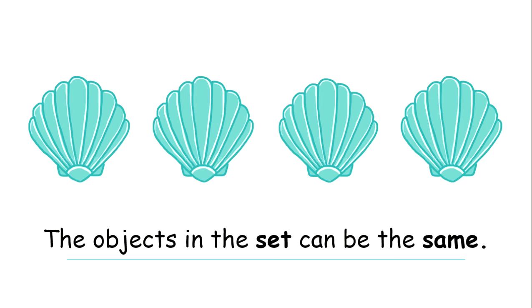The objects in the set can be the same. So here I have some seashells and they're all the same. How many seashells do I have in this set? Count them for me. How many seashells do I have? 4. I have 4 seashells in this set.